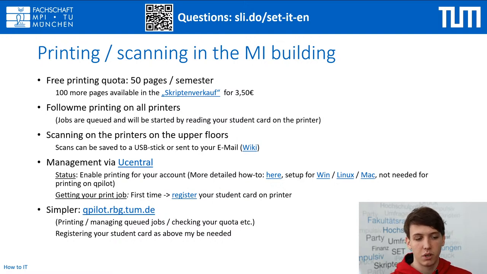And when you get your first print job ever under this new system, you need to register your student card on the printer, which is basically you go to the printer, put your student card on, there will be an error message and then a dialog which prompts you to enter your AGB login. Another simpler way to print is QPilot, which is printing and managing queue jobs. You can also check your printing quota there. Again, you may need to register your student card on the printer. However, you do not need to register your account and enable printing there.